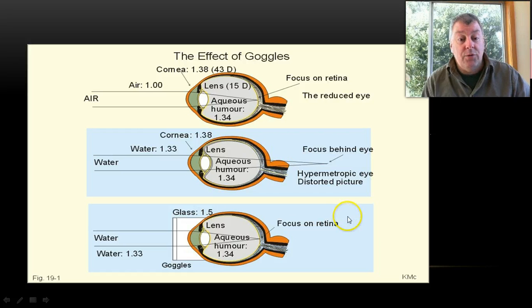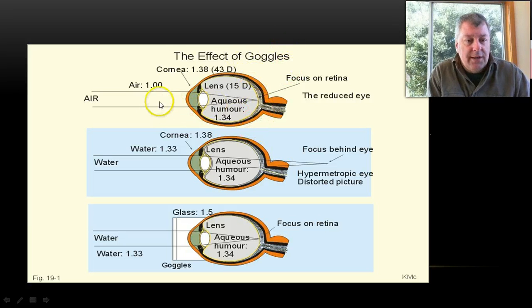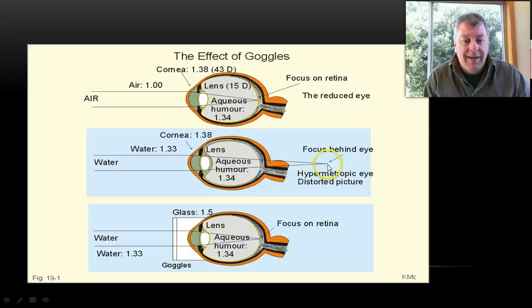This is another very good example: the effect of swimming goggles or scuba diving goggles. The human eye has pretty much evolved to work in air, and when it works in air everything works pretty well and everything focuses at the right point. Now when we dive into water and open our eyes, the focus point is way behind the eye, so everything looks blurry and we can't see underwater.